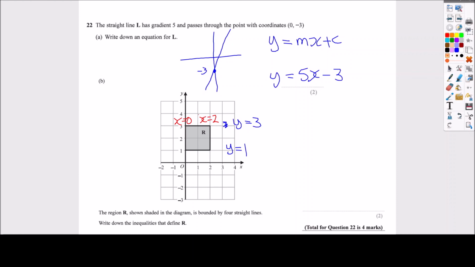Okay, so my 4 answers, because I want the area inside this, I want all the points where x is less than or equal to 2, but greater than or equal to 0. Now the points where y is greater than or equal to 1, or less than or equal to 3.